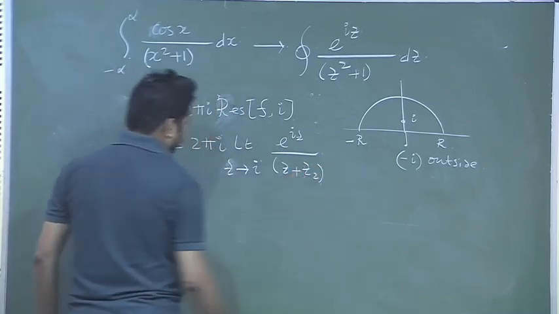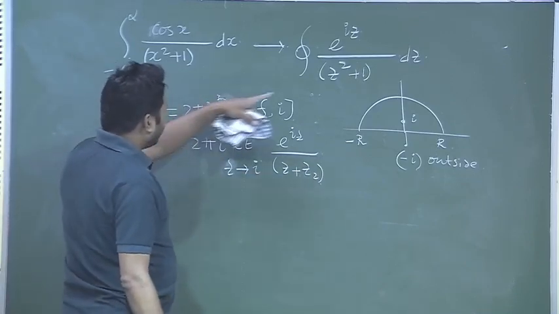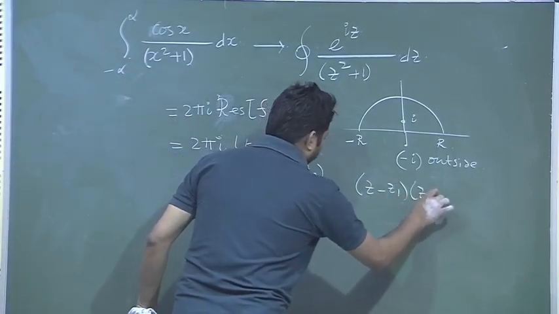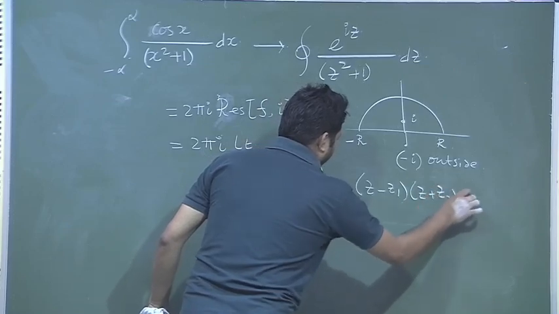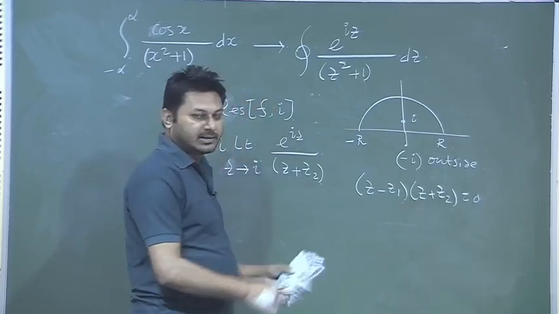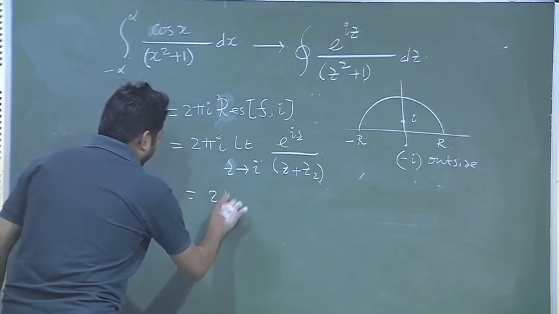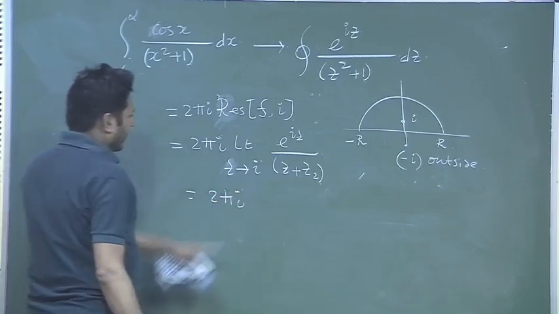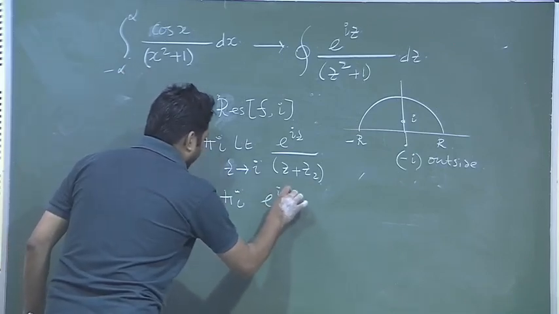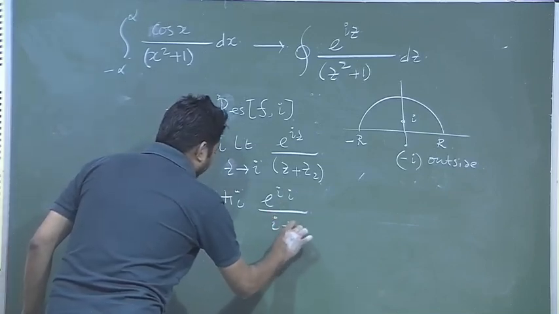z plus z2, because I have z1 plus z2, this is i z1 minus plus z2 equal to 0. So, that was the condition, my z1 is i and z2 is minus i, one is i and another is minus i. So, if I put this here, then we have 2 pi i and z2 is i. So, it is e to the power of i into i divided by i plus i.